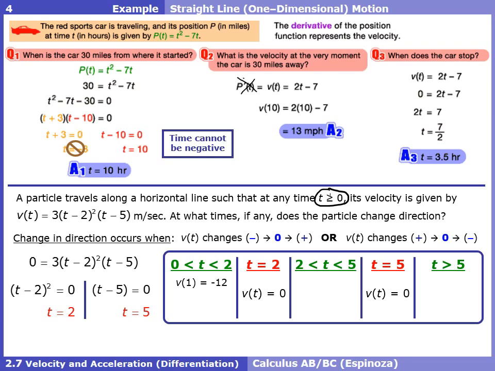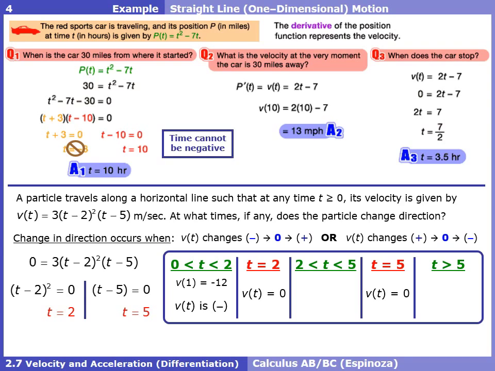Well, let's see. I'm going to take some time in between 0 and 2 and plug that into our velocity function. V of 1 means I'm taking 1 and plugging it into this velocity equation up here. What do we get when we plug in 1 into our velocity equation? We're going to get negative 12. So what does that mean in terms of movement? Since velocity is negative, we're moving to the left. But that's not enough to determine if there was a change in direction.